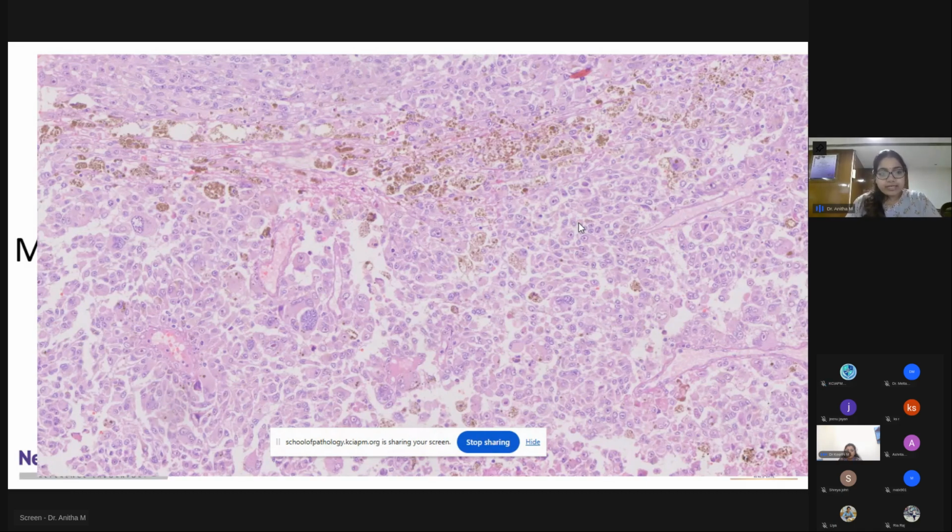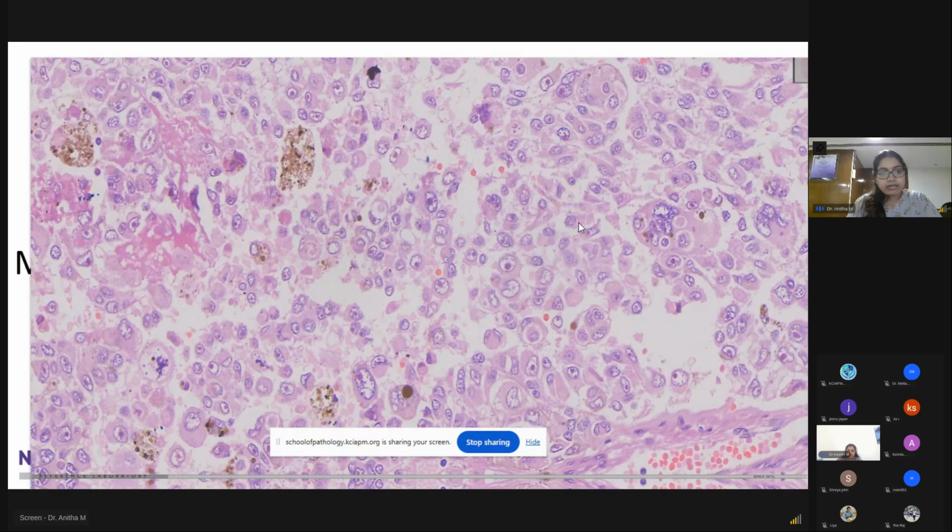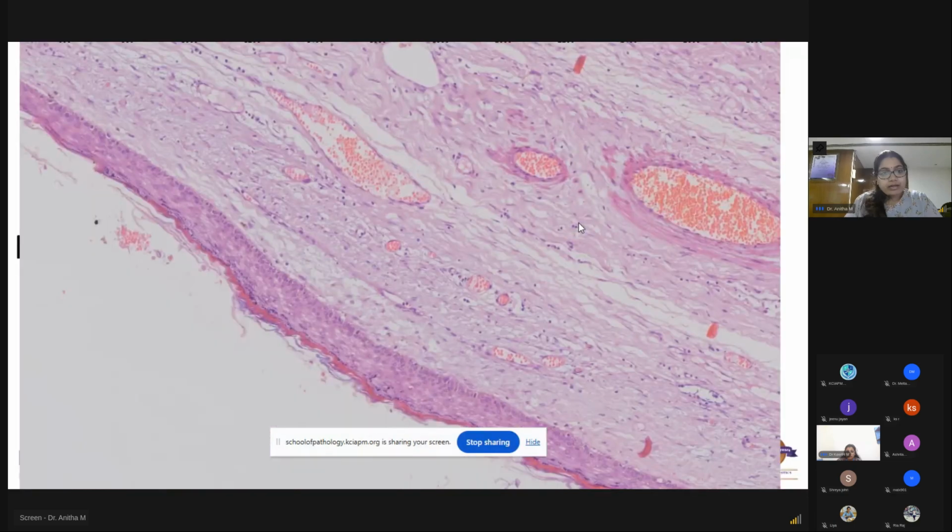From the solid area, the cells are epithelioid and highly pleomorphic, with vesicular nucleus and prominent eosinophilic nucleoli, and melanin pigment is seen. And the cystic area shows stratified squamous epithelial lining.